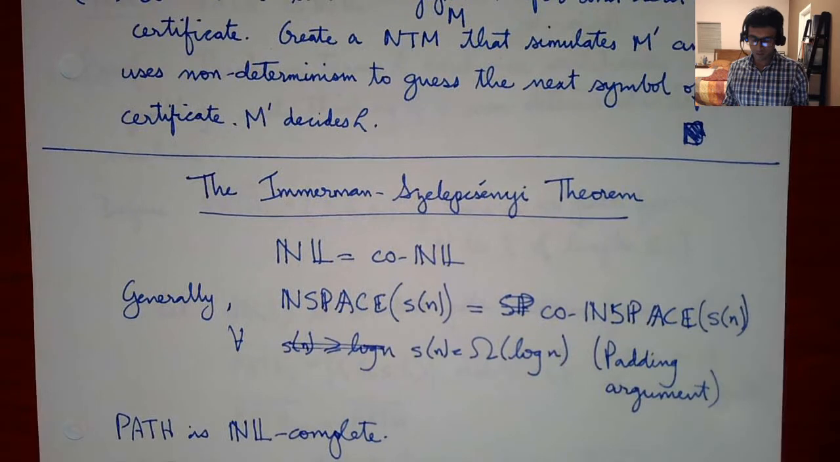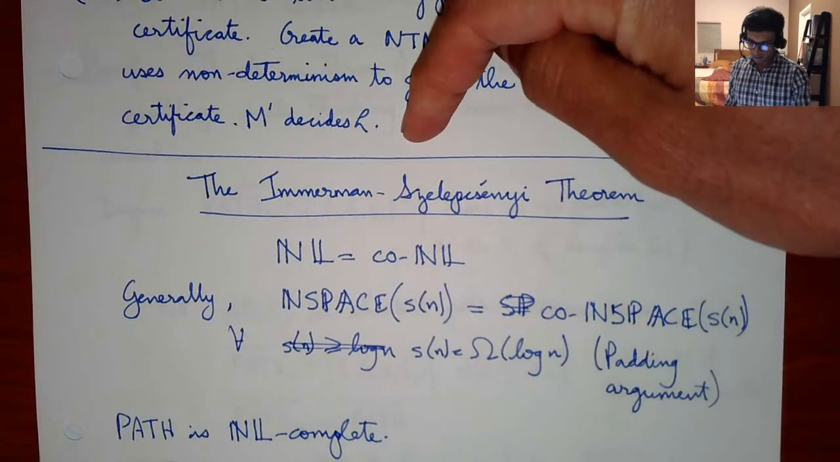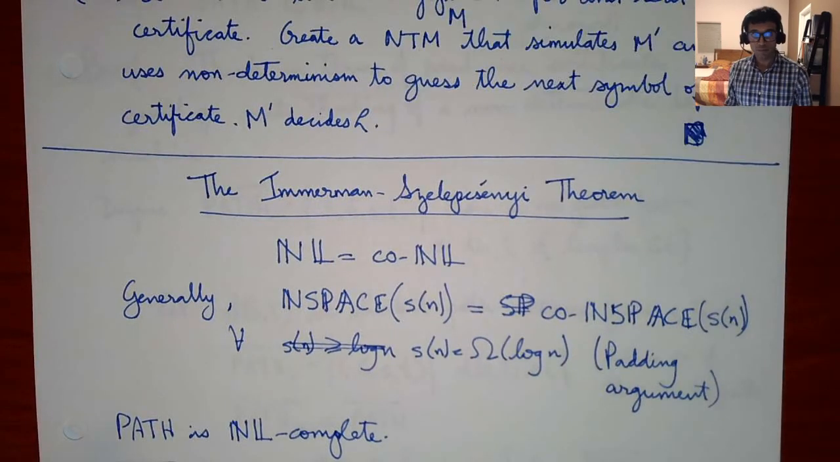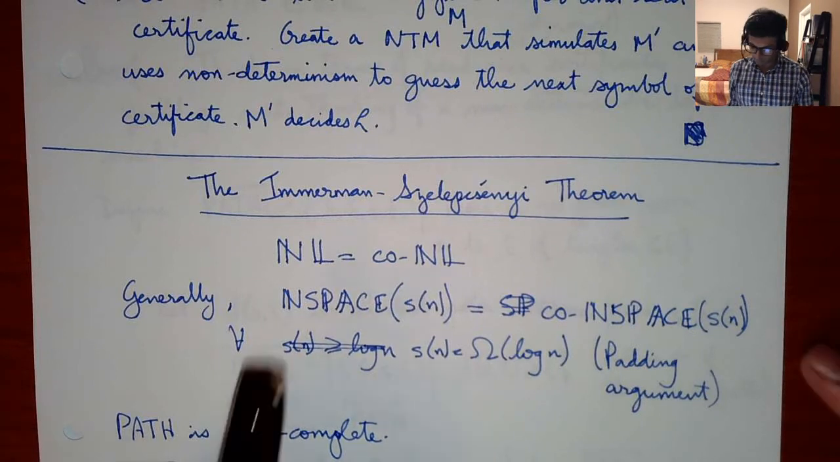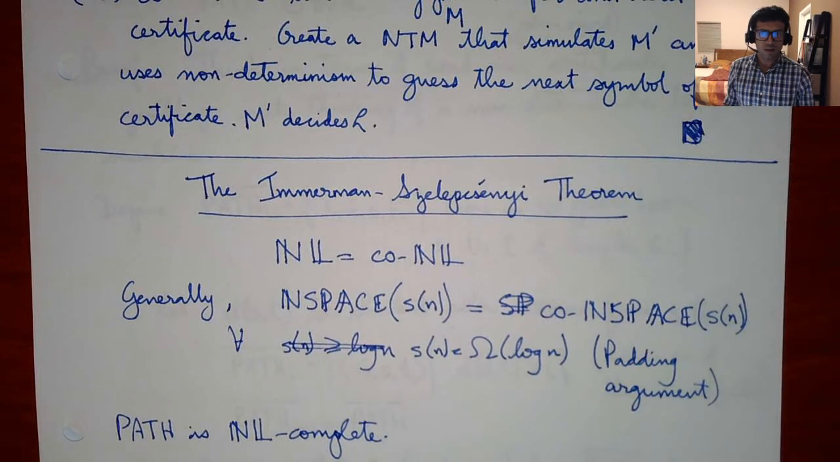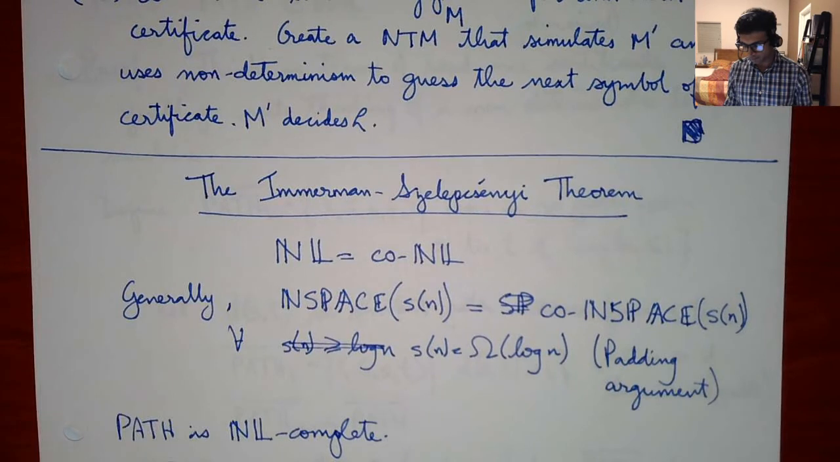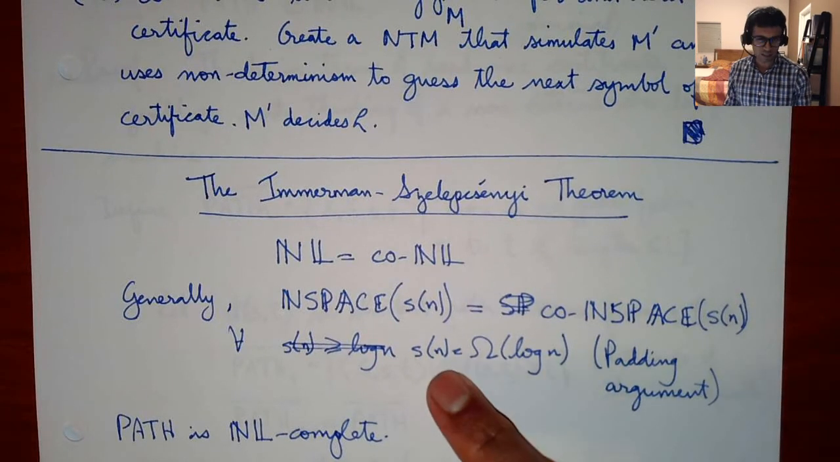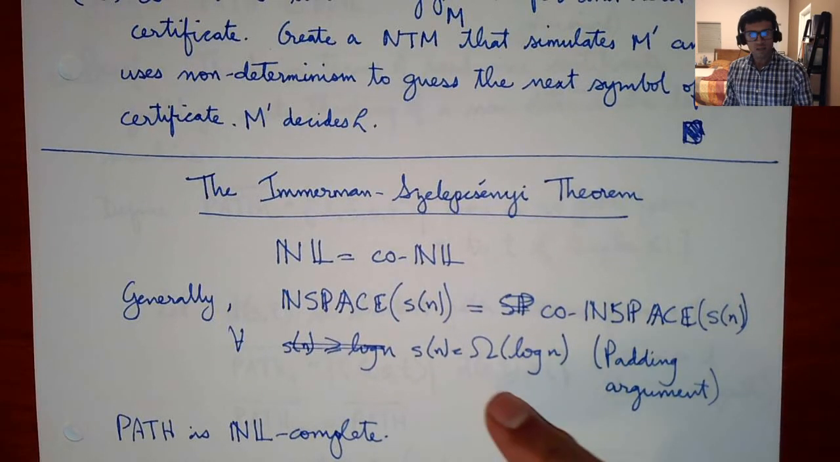The plan for today is to go over the Immerman-Szelepcsenyi theorem, a celebrated theorem that proves that NL is equal to co-NL. Quite a surprise that complementation of non-deterministic space classes actually doesn't change the class. And in general, one can prove that for any function S(n) that's omega of log n, non-deterministic space of S(n) is the same as co-non-deterministic space of S(n), and that's by a padding argument.